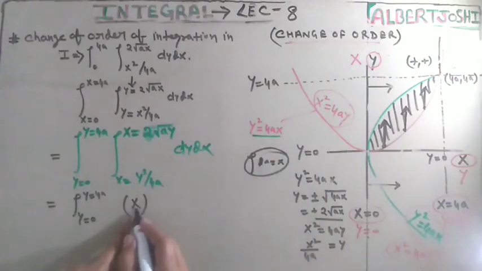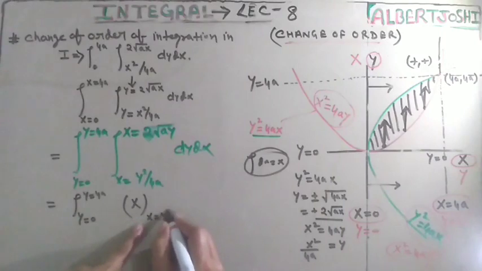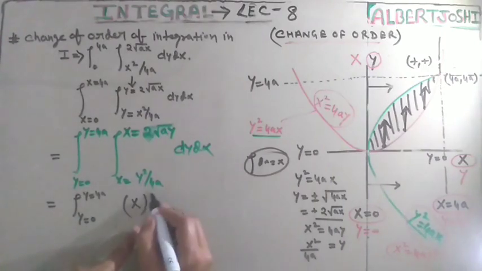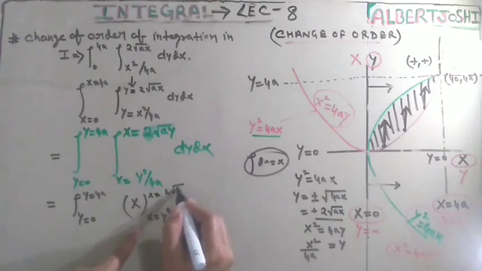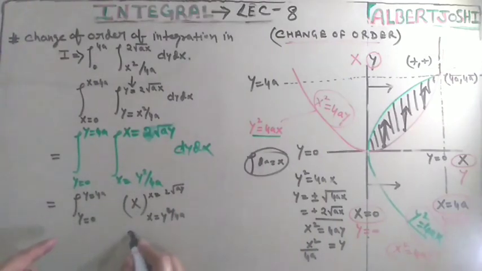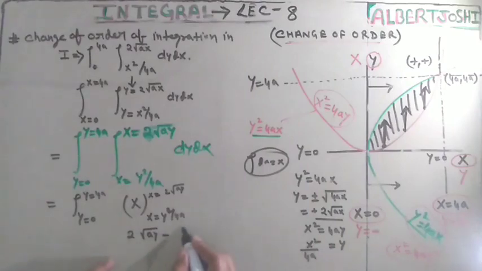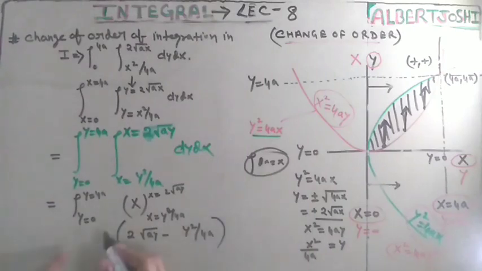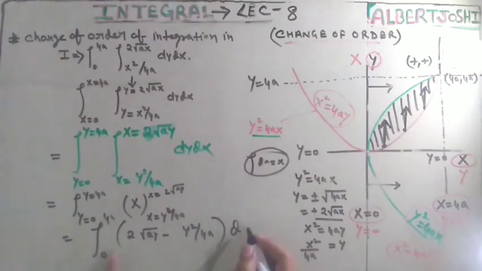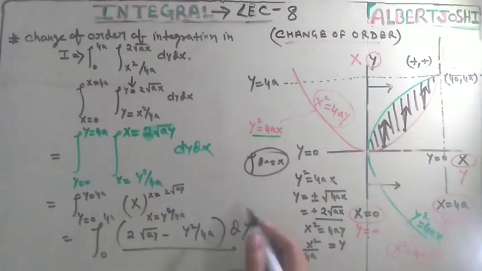So x is equal to y square upon 4a, and x is equal to 2 square root ay. Then you will get 2 square root ay minus y square upon 4a. In place of x you put this value, from 0 to 4a, with dy. Now integrate it and you will get the result. This is very simple. I am just solving here.